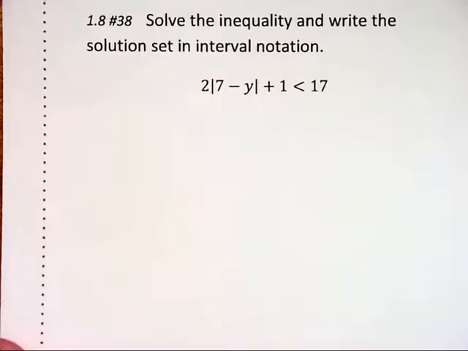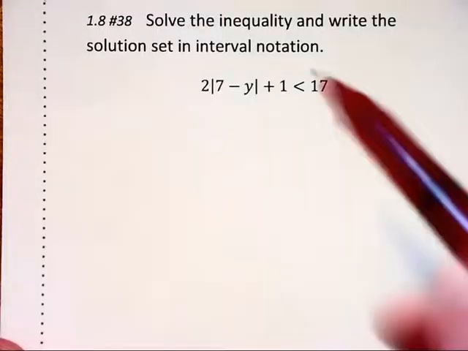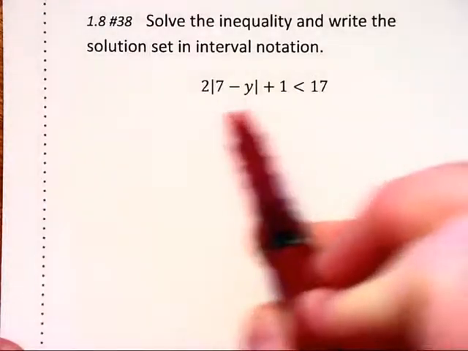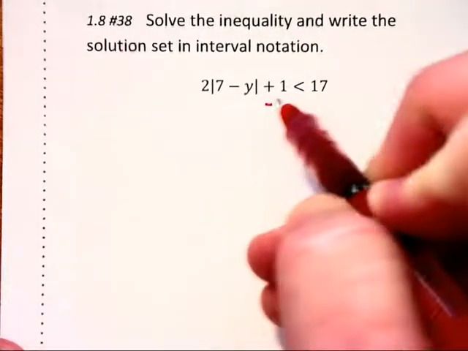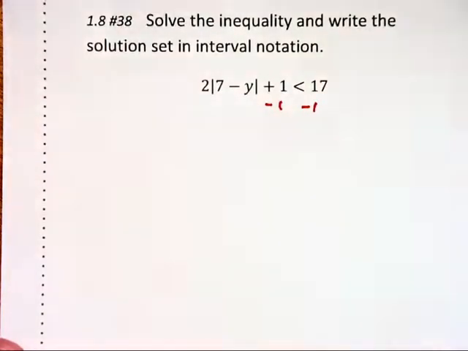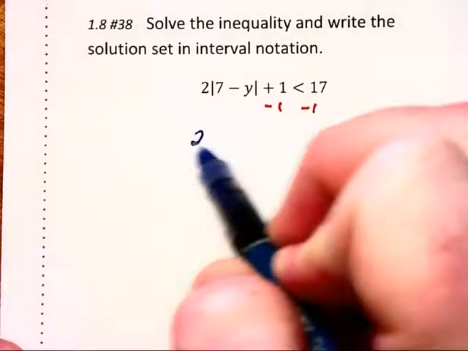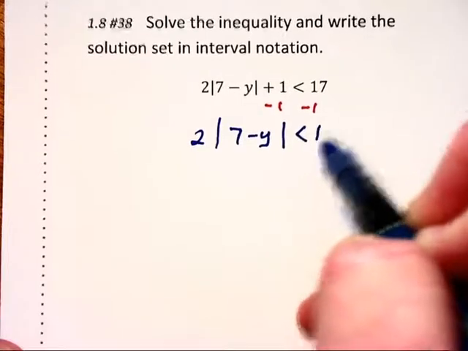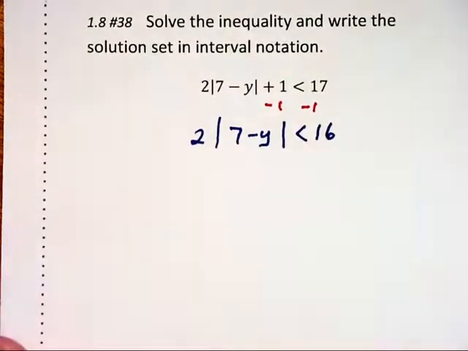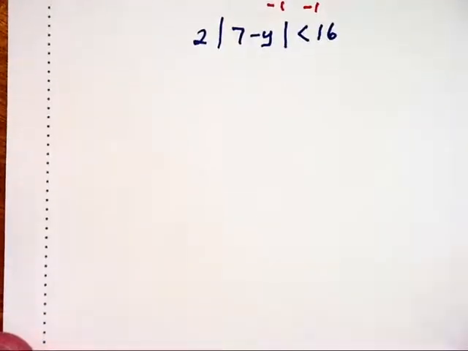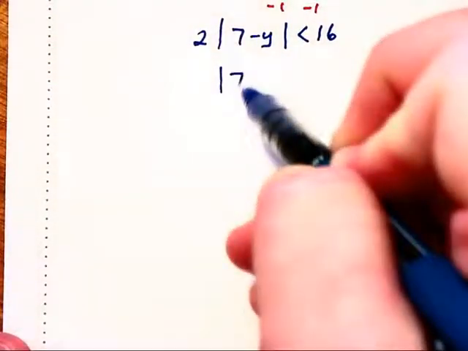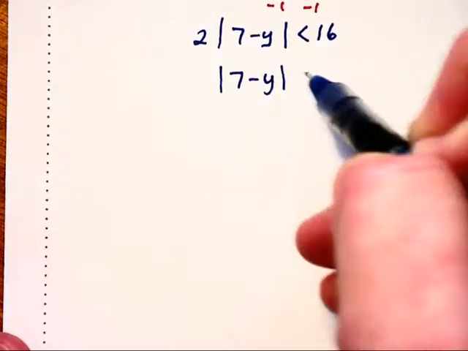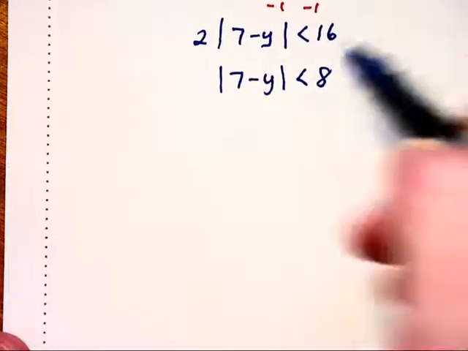Let's work on this next inequality here. We want to begin by isolating the absolute value on the left, which means we want to subtract 1 on each side. This will give us 2 times the absolute value of 7 minus y is less than 16. We next divide each side by 2. We now have the absolute value of 7 minus y is less than 8.